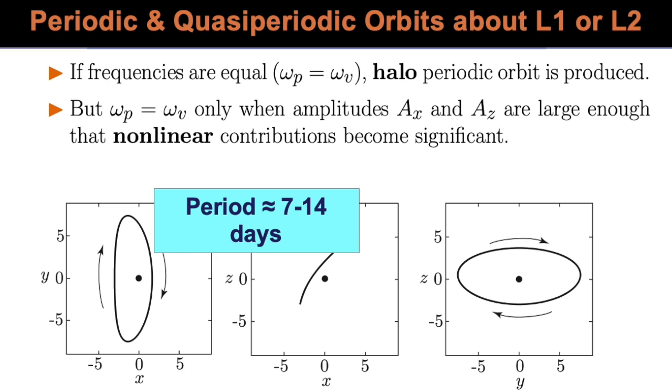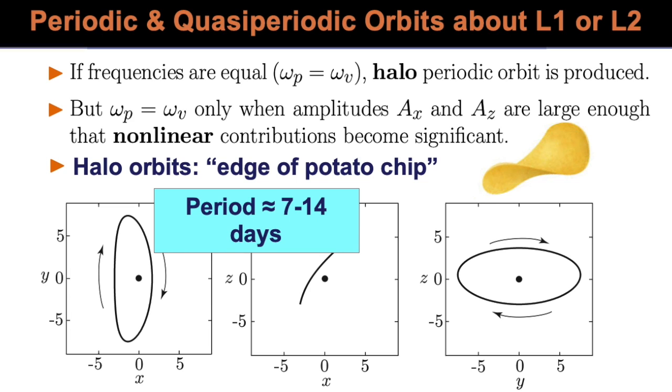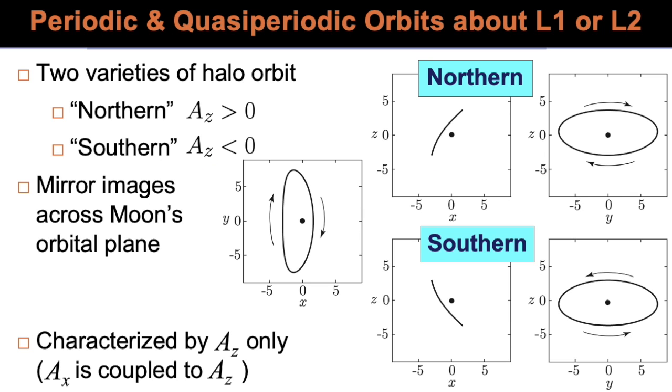So these are the halo orbits. This is the x, y projection. You can sort of see they're sort of bent. They're called halo orbits because seen from the Earth, they seem to make a halo around the moon. But I think they look like the edge of a potato chip. They've got a period of between 7 and 14 days.